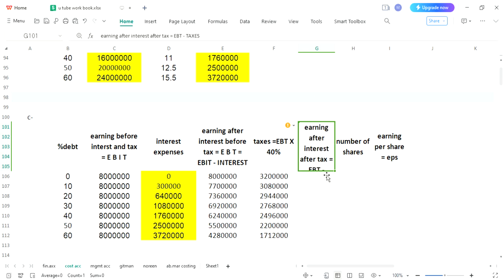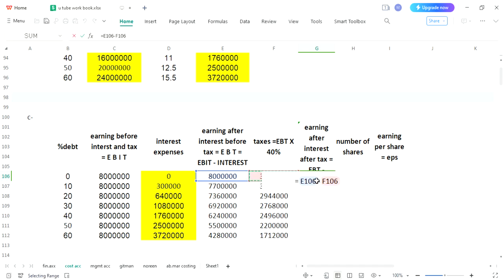Simply understand that earning after interest or before tax, this is your income. You will simply subtract the amount of taxes, so we will get earning after interest and after tax. The amount of earning before tax was 8 million. You will subtract the amount of taxes. We have got earning after tax.